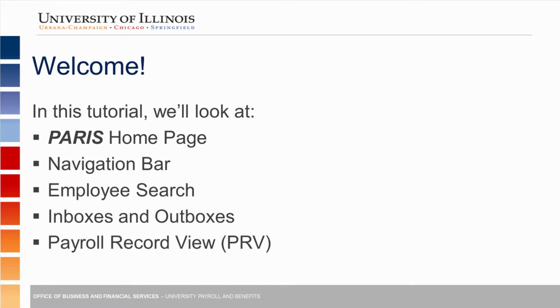In this tutorial, we'll look at the Paris homepage. We'll check out the navigation bar and employee search. We'll also look at your inboxes and outboxes. Finally, we'll take a look at the payroll record view. Let's explore Paris. Let's start with the homepage.